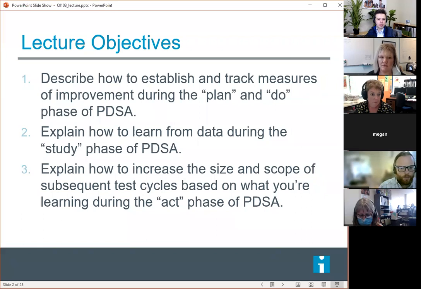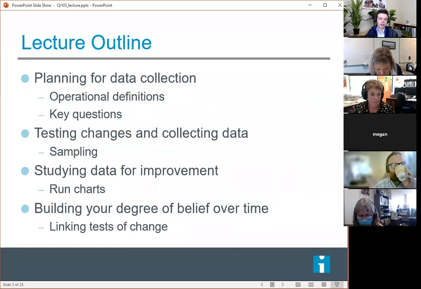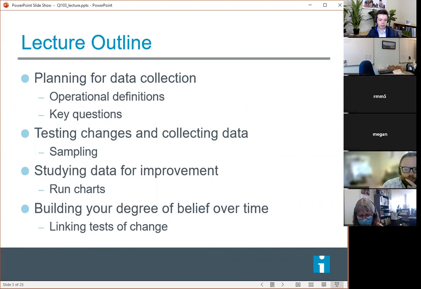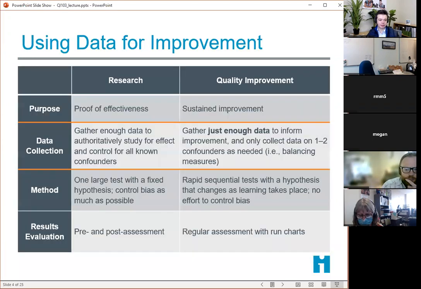So we're going to look at the PDSA, and we're going to find out how we need data to really power our PDSAs, and how to plan our PDSA cycles. So we'll be looking a little bit at planning data for collection, how to sample, a little bit of run charts, which you'll get a lot more of in the next module, wherever you are in your online learning, and how to link those tests of change to build belief.